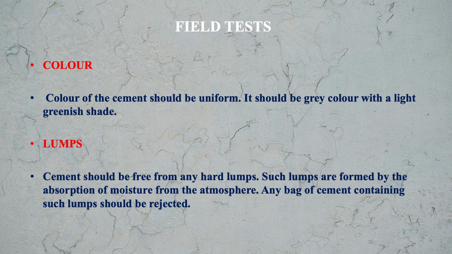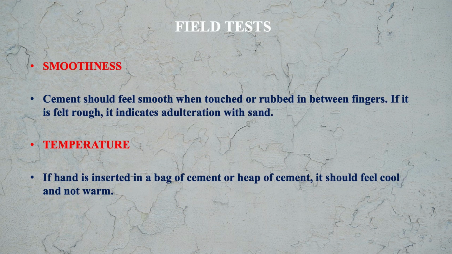Next is smoothness. We can check the smoothness of the cement. Cement should feel smooth when touched or rubbed between fingers. If it feels rough, it indicates adulteration with sand. Means somebody has mixed sand with the cement, then only you will feel the roughness.